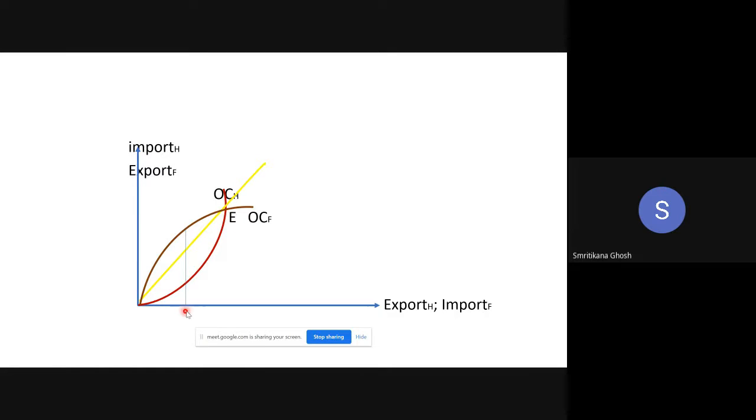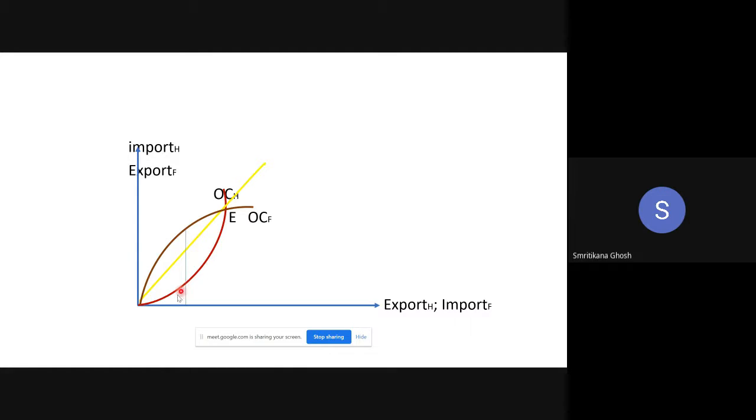Now, if you take any value of export, say here, look at my cursor, say my export of the home country is here. So home is exporting this much and foreign is importing this much. The demand for this commodity by the foreign country is this much, right? So there is a gap between supply and demand of the commodity, and there is excess demand, right? And if there is excess demand, then price will rise. And this is also true for this commodity also.